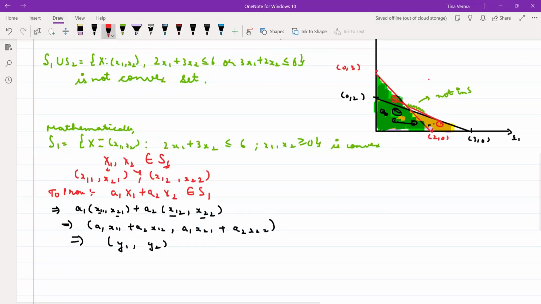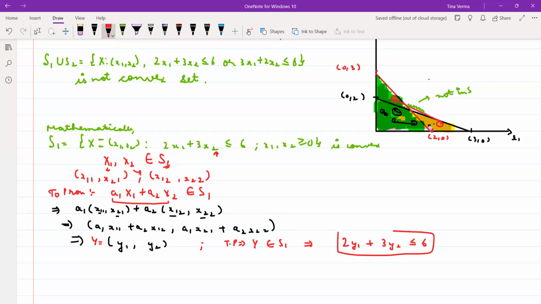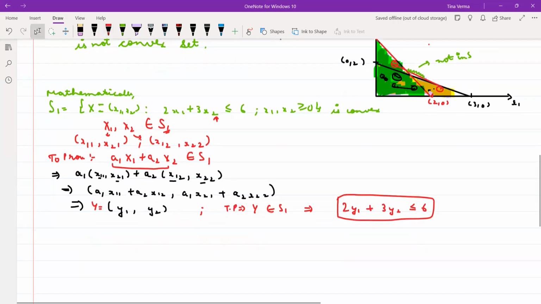So you are taking one point, the CLC, which will also have two coordinates and belong to your R2, and you have to prove that y should also belong to S1. If I have to prove y belongs to S1, what do I have to show? I have to use this property: y will belong to S1 only if it satisfies 2y1 plus 3y2 less than or equal to 6. If I show this, that means my y will belong to S1.